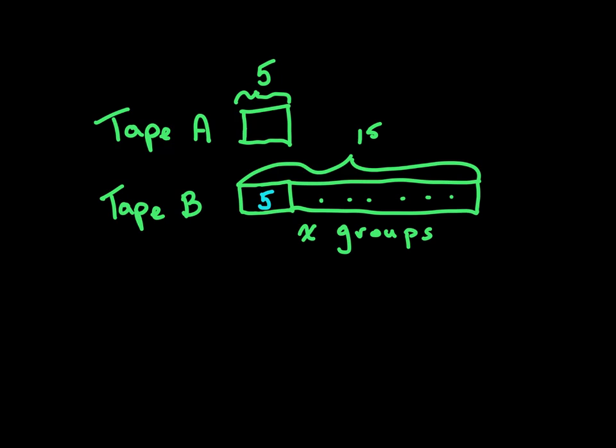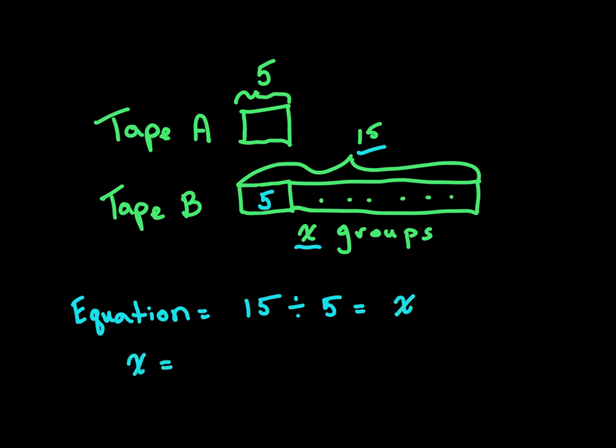Okay, in our next one, in tape A, one of those boxes is worth 5. All together, all the groups combined would equal 15. So we need to make an equation, and the equation is going to help us solve for x. How many groups do we have that will equal 15? So we're going to do 15 divided by 5, which would give us the x amount of groups that's in here. So x, 15 divided by 5, well, that's 3. There are 3 groups of 5 in these tape diagrams.